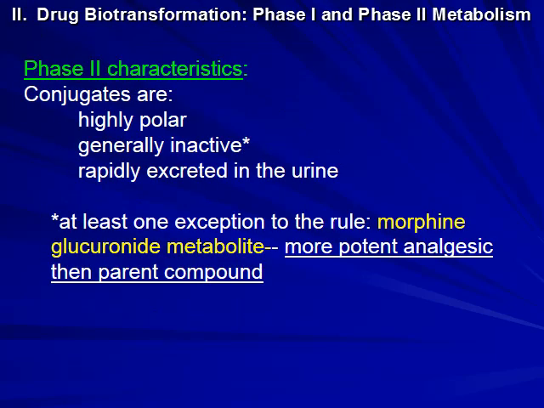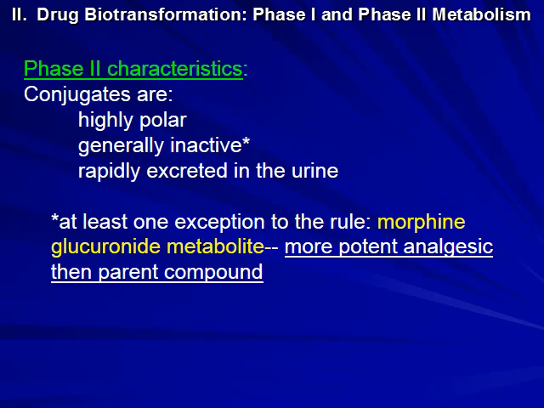Now, phase 2 conjugates, before I show you some pictures, are highly polar. They're easy to excrete, and they tend to be inactive, although you see I put a star here because there's at least one example for that rule. In the case of morphine glucuronide, and morphine is an opioid drug, morphine glucuronide is more potent as an analgesic than morphine itself, which is weird because it's a glucuronate. It should be highly water soluble.